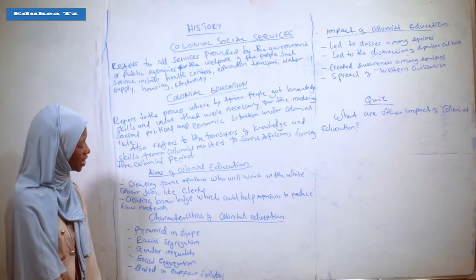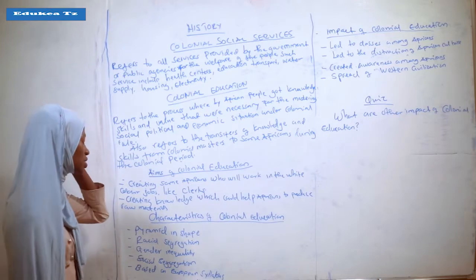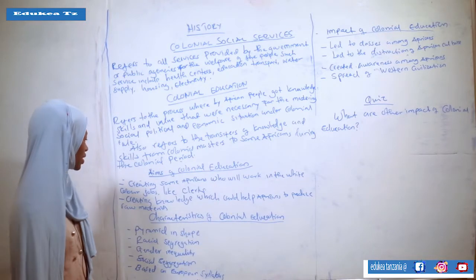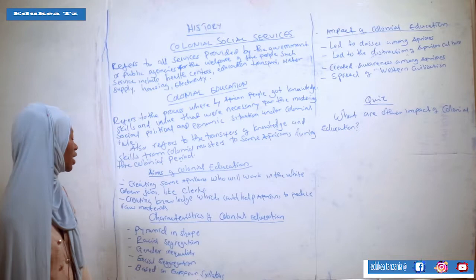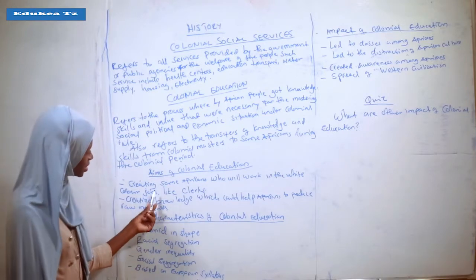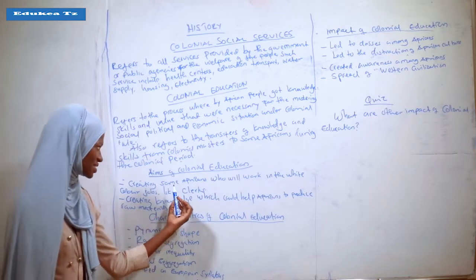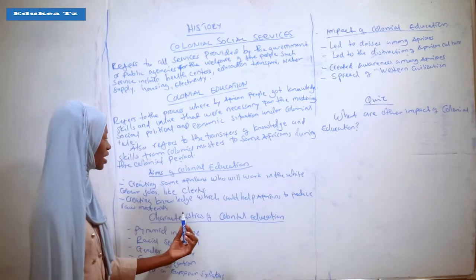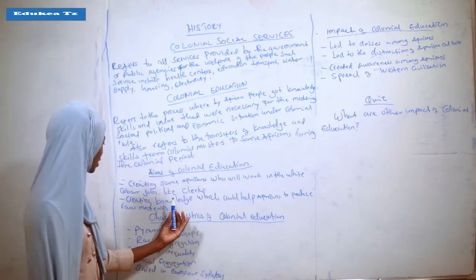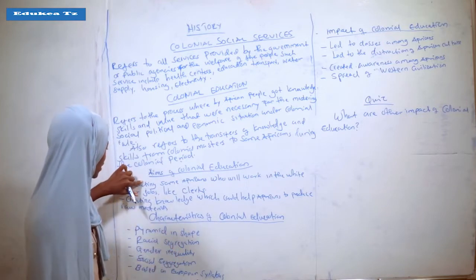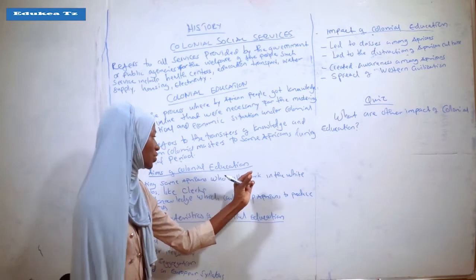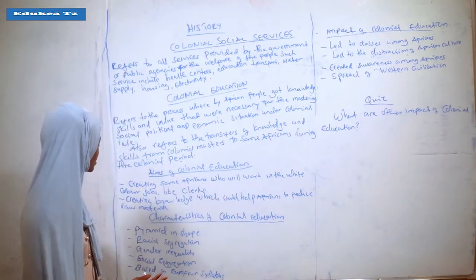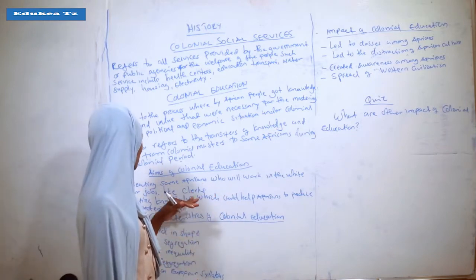Aims of colonial education. Why do we think colonialists introduced colonial education? They had their own aims. The first aim, and I can say the main one, was creating some Africans who would work in white collar jobs, because they wanted Africans to help them work together in their colonial jobs, in some places in the lower positions.